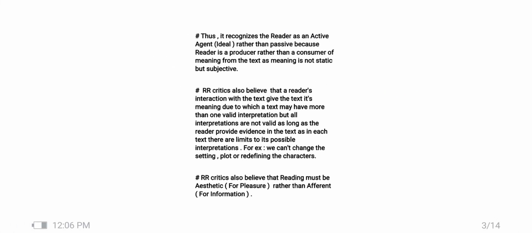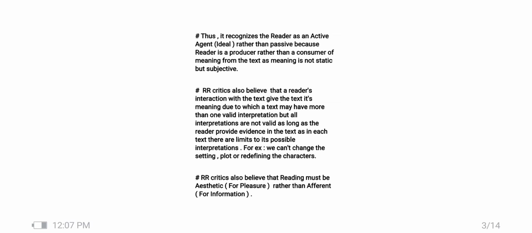Next, thus, reader response theory recognizes the reader as an active agent rather than passive, because the reader is a producer rather than a consumer of meaning from the text, as meaning is not static but subjective. Simply, it means that reader response theory recognizes the reader as an active agent rather than passive, and they consider the reader as a producer rather than consumer of the meaning from the text.